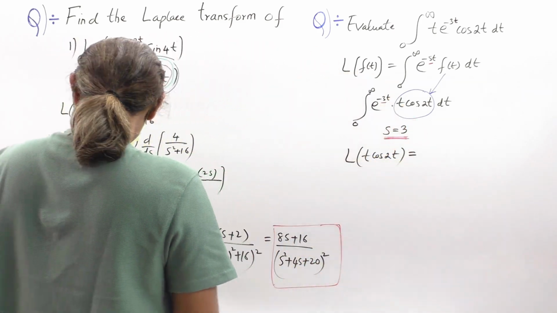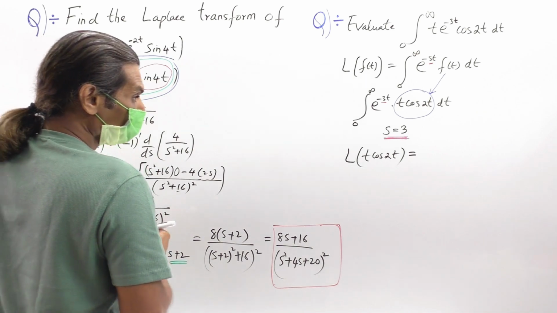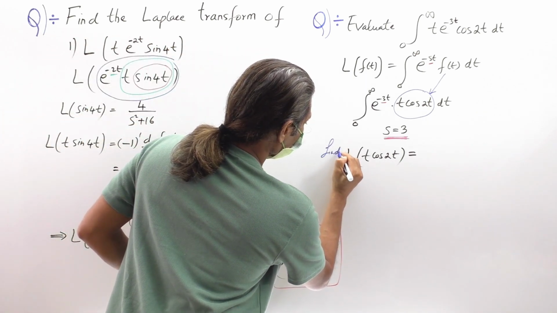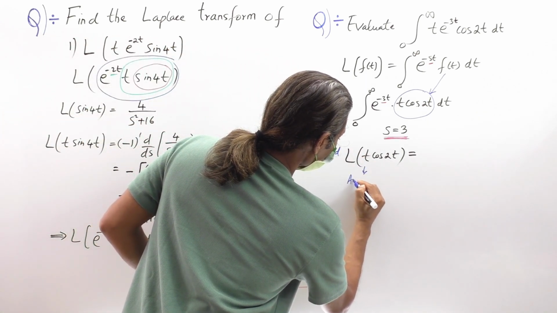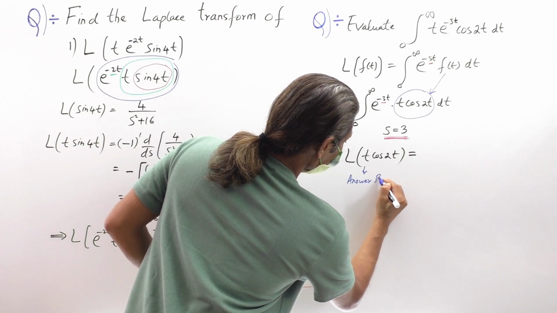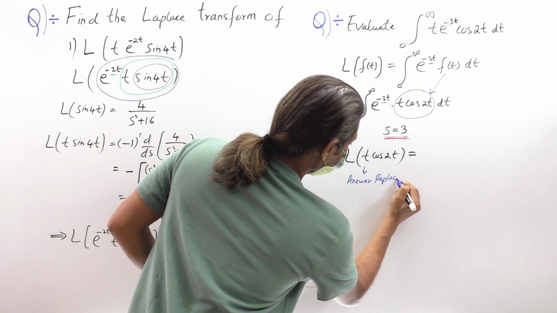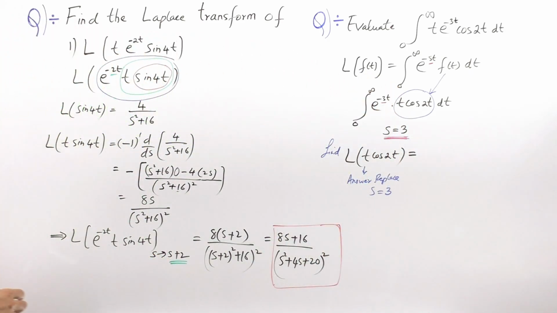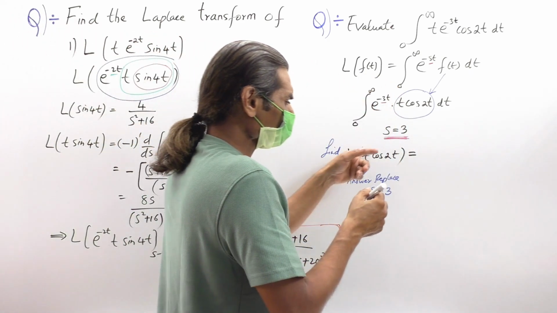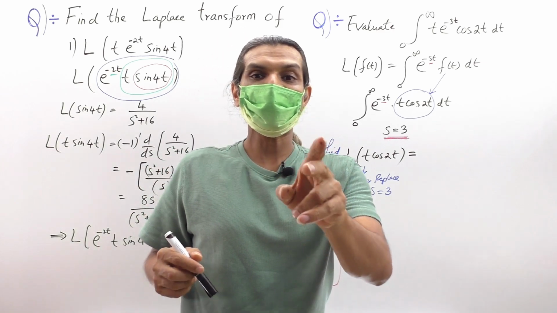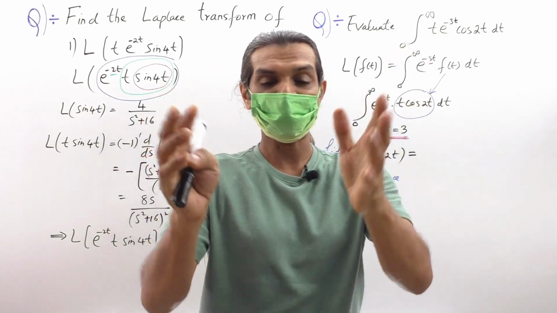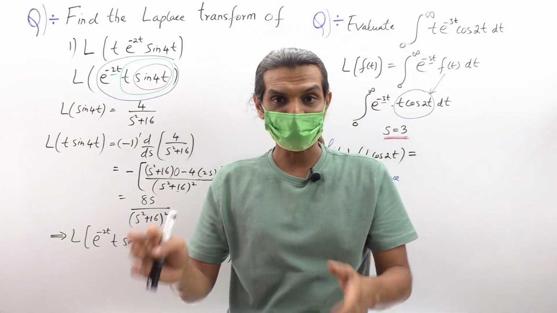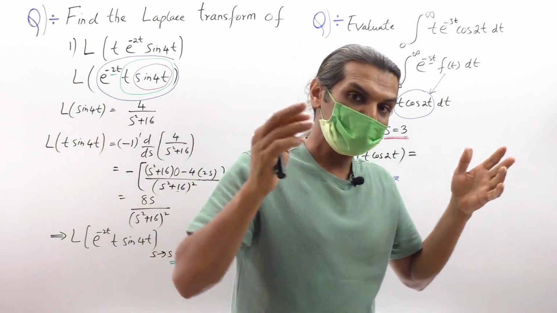Find the Laplace of this, and then in the answer, replace s with 3. That's it. So let's solve the Laplace of t cos 2t. Again, property 2: Laplace of t raised to n into f of t is equal to minus 1 raised to n, d raised to n by ds raised to n, into Laplace of f of t.